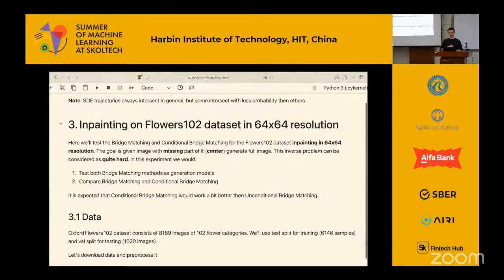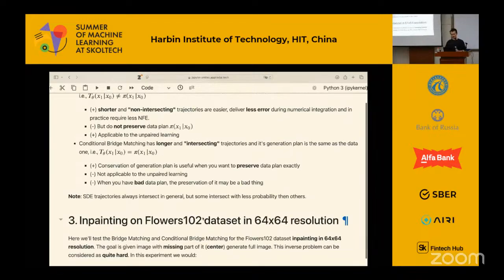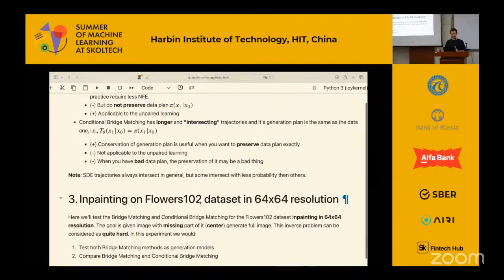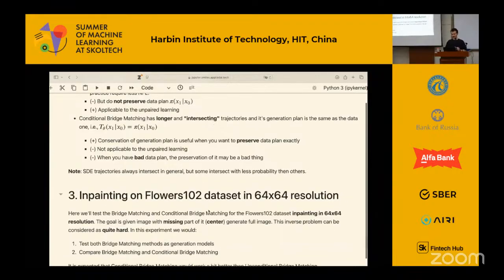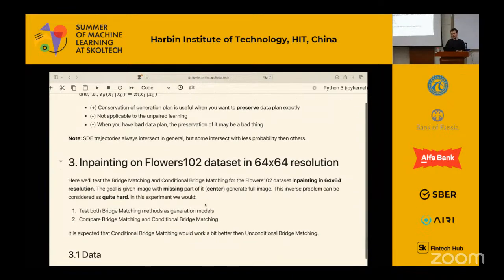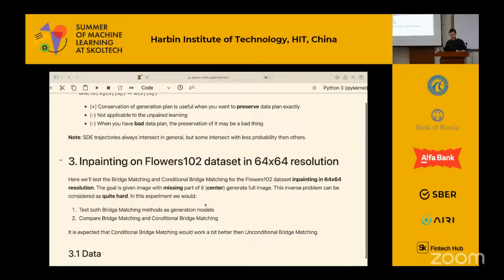Next we will take a look at the image-based task. So maybe some questions before the second part of the seminar. Then I will go to the image-based problem, which is indeed a problem that you can in reality solve using bridge matching. So it is not a toy problem in some sense.